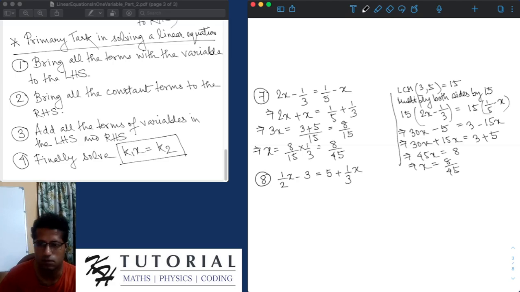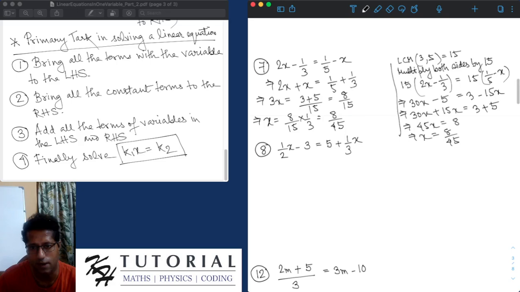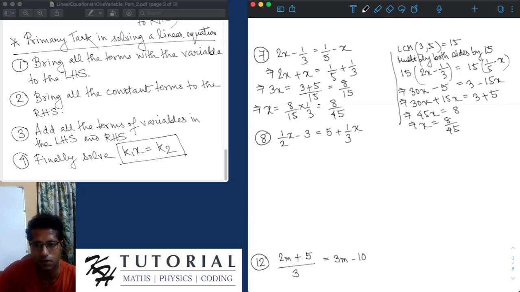Now let's see problem number 8. It also has a fractional part. See, x by 2 in the LHS and x by 3 in the RHS. Let me first do it the standard, straightforward way, where I will bring all the x terms, all the variable terms, to the left hand side and all the constant terms to the right hand side. If I do that in this example, it becomes x by 2 minus x by 3 equals 5 plus 3.